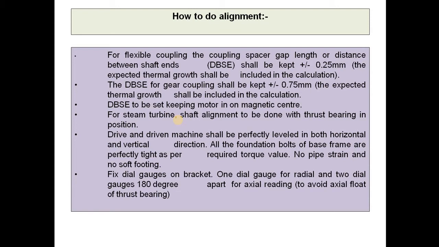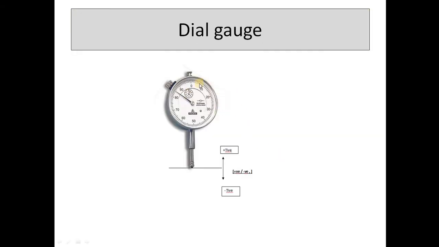And before doing any alignment, all the foundation bolts must be perfectly tight. One dial gauge you have to put radially, and two dial gauges axially, and the level has to be adjusted. The level should be perfect, both in the horizontal as well as the vertical direction. This is the dial gauge.